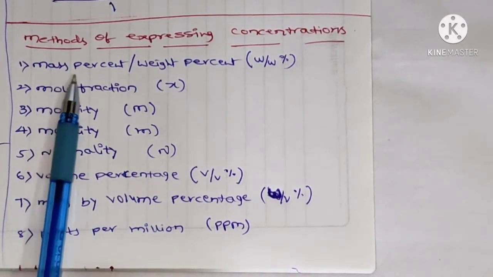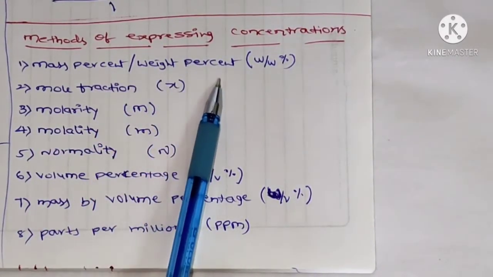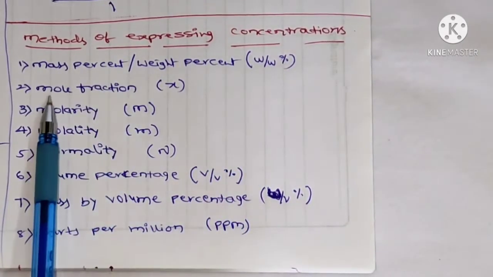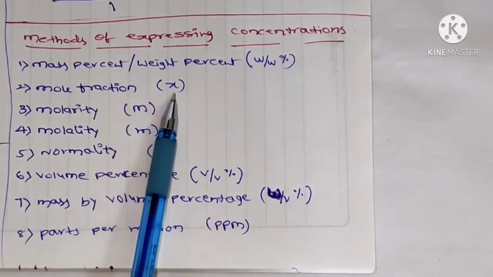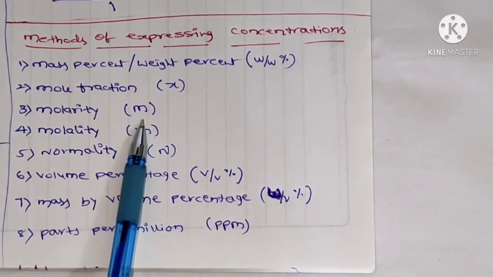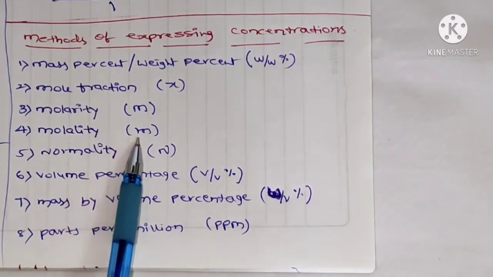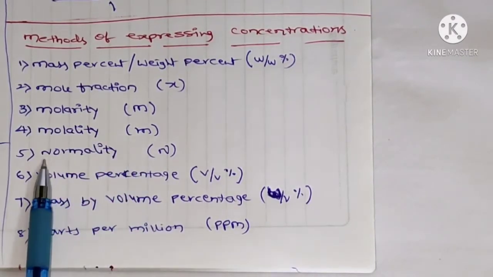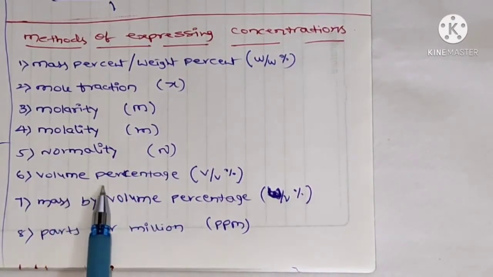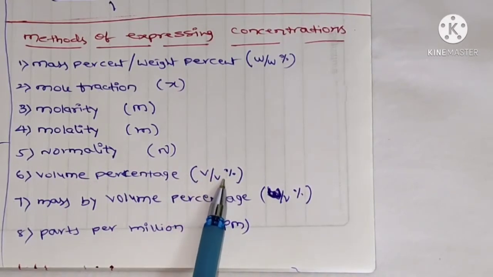Number one, mass percent or weight percentage. It is represented by W by W percentage. The second one, mole fraction. It is represented by X. The third one, molarity. It is represented by capital M. The fourth one, molality. It is represented by small m. And normality. It is represented by capital N. And volume percentage, it is represented by V by V percentage.